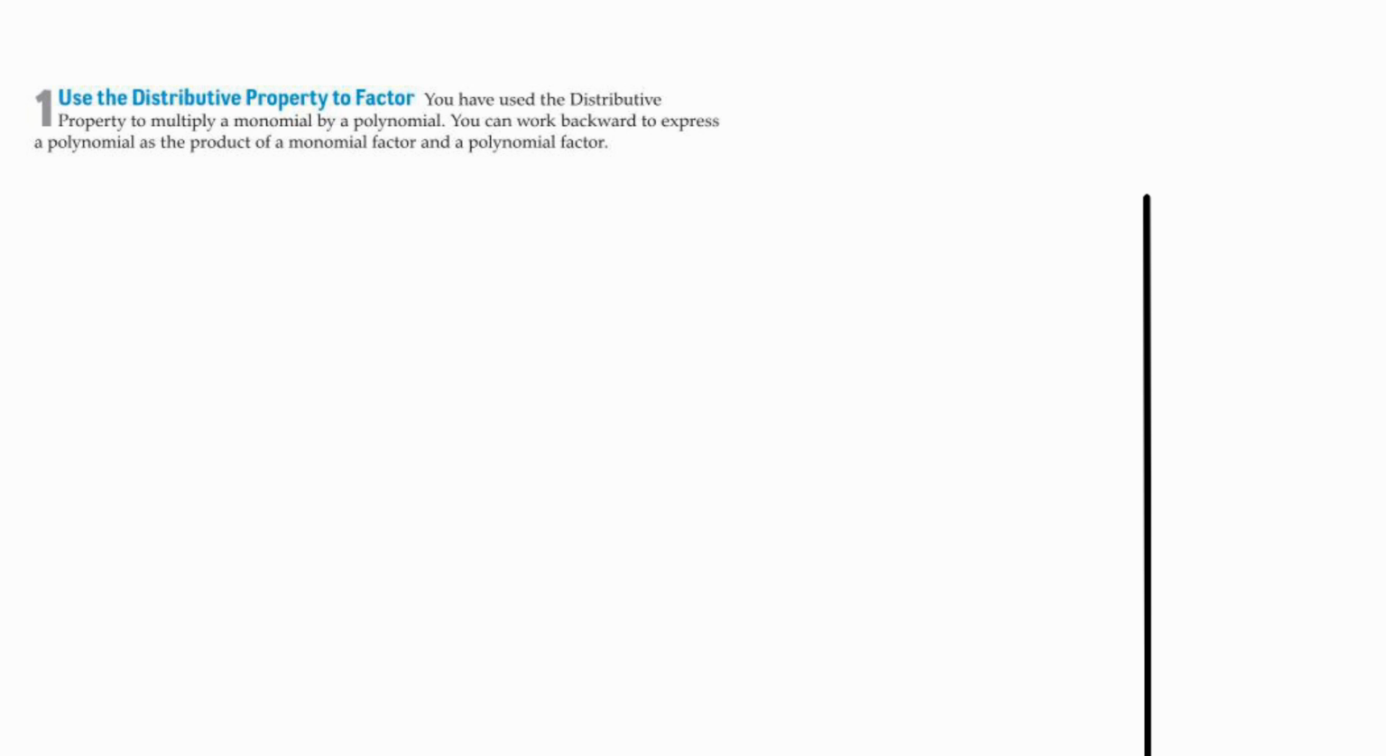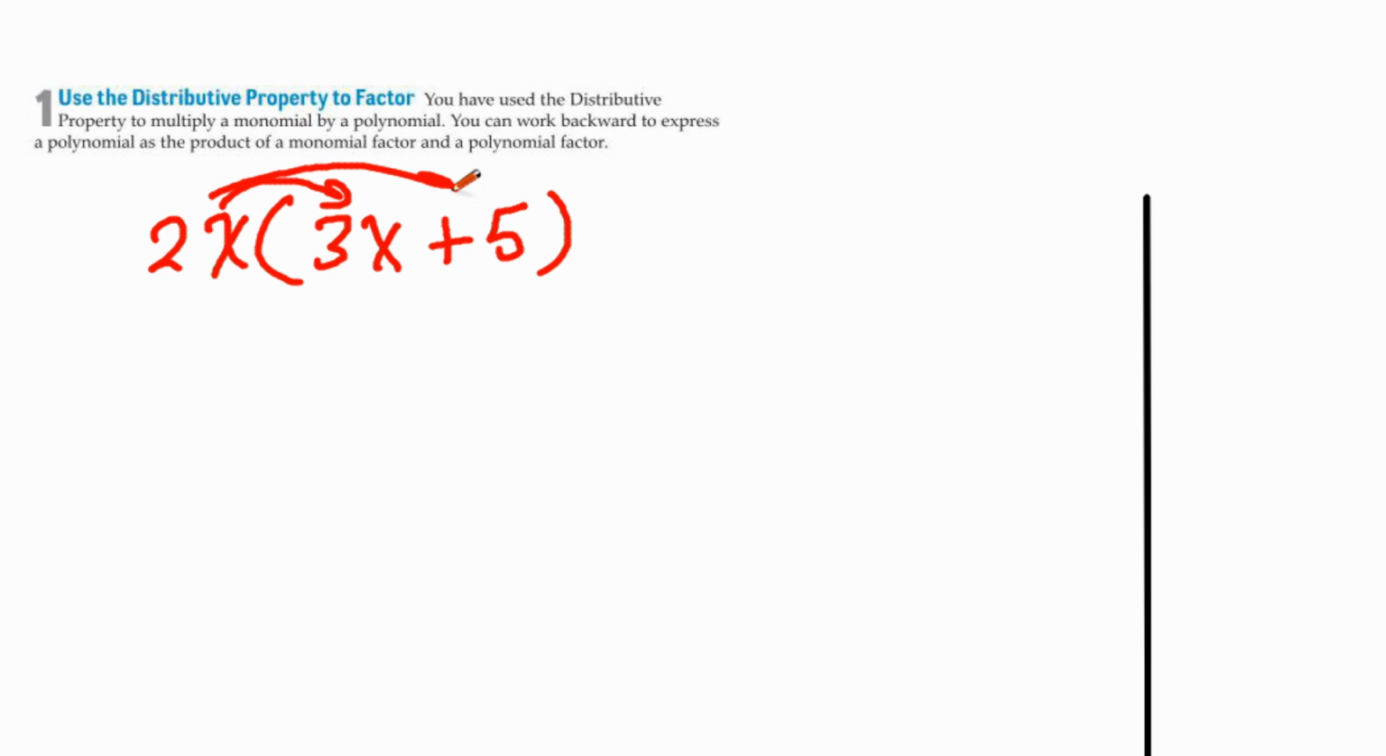We have used the distributive property to multiply a monomial by a polynomial. You can work backward to express a polynomial as the product of a monomial factor and a polynomial factor. As you know, we learned before how to get the product of 2x multiplied by 3x plus 5. We distribute, which means we multiply the element outside the bracket by each element inside the bracket. So when we multiply 2x by 3x, we get 6x to the power of 2, and when we multiply 2x by 5, we get 10x.